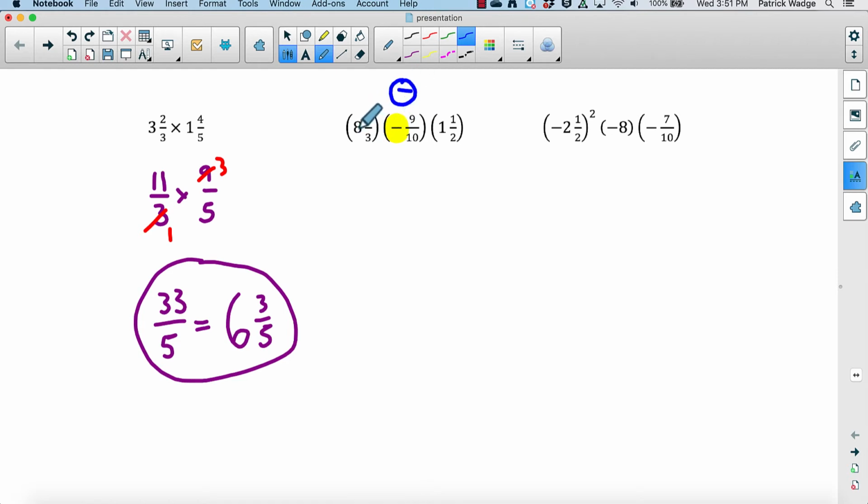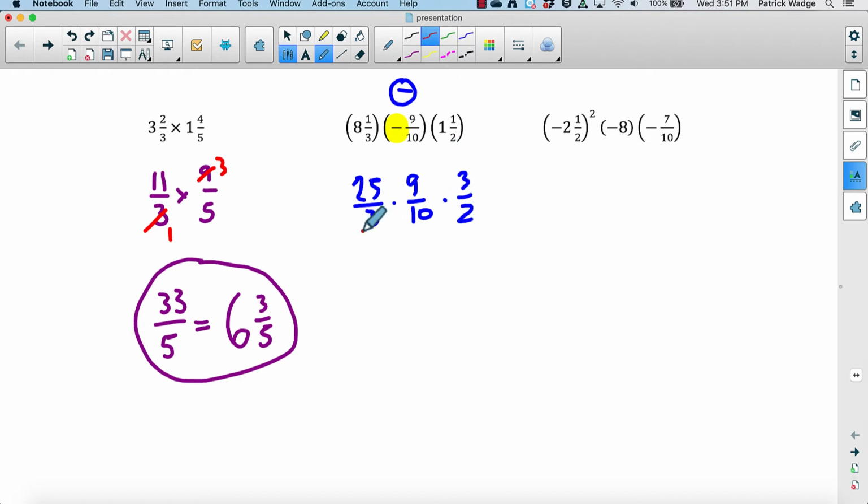So this is mixed because I switched this one. 8 times 3 is 24, plus 1 is 25 over 3. Whoops, not the best 25 I ever wrote. Times, I'm going to ignore the negative. 9 over 10 is already, that's fine. It's not mixed, so that's fine. But this one is mixed. 1.5. 1 times 2 is 2, plus 1 is 3 over 2. And we're good to ninja slice.